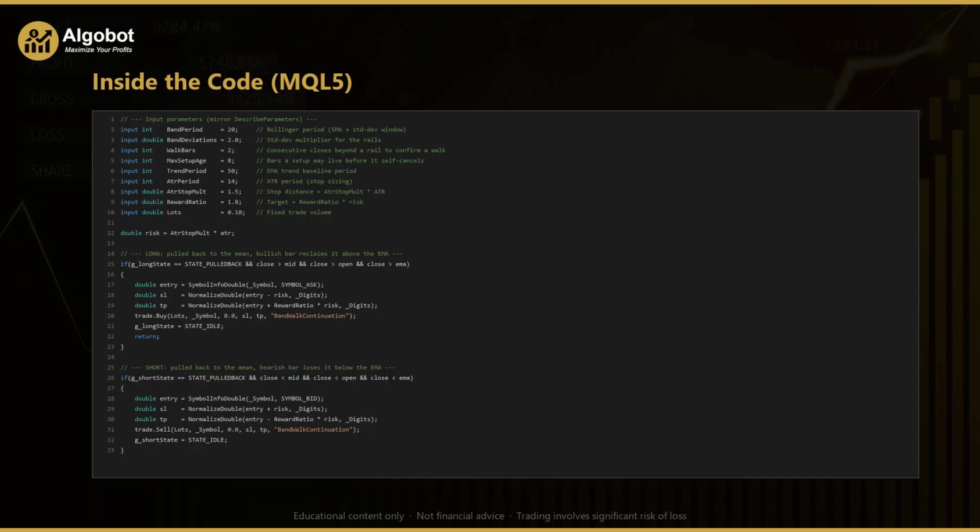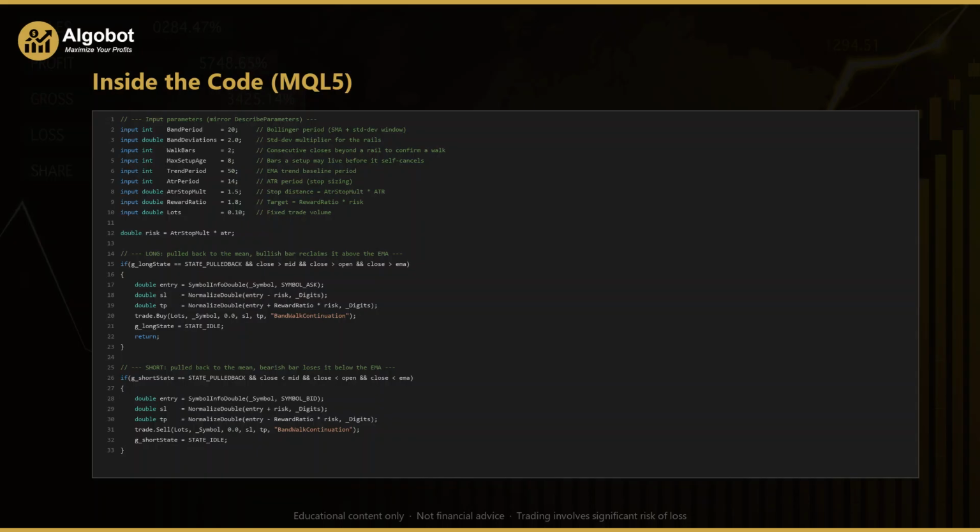Let's look at the actual MetaTrader 5 code driving this, as you'd see it in MetaEditor. At the top are the input parameters, and these mirror the strategy's settings exactly. Band period and band deviations define the Bollinger Bands, 20 and 2 by default. WalkBars sets how many closes beyond a rail confirm a walk. Max setup age caps how long a setup can live, and trend period is the 50-period EMA baseline. ATR period and ATR stop multiple size the stop from volatility, while reward ratio fixes the target as a multiple of that risk. Lots is the fixed trade volume.